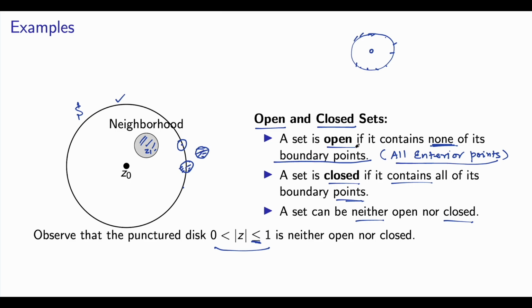Why is it not open? Because boundary points are included. A set is said to be open if it contains none of its boundary points. So it consists of boundary points on the circumference, |z| equal to 1, radius 1, right? So this is neither an open nor a closed set. If I want to make it open, then 0 < |z| < 1. So this is open. If I want to make it closed, then 0 < |z| ≤ 1. So this is a closed set, right?